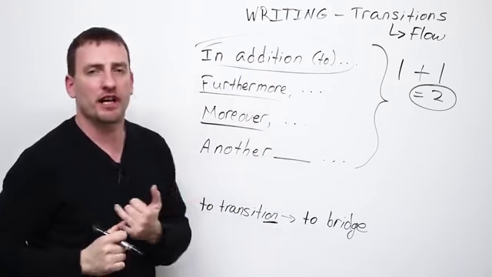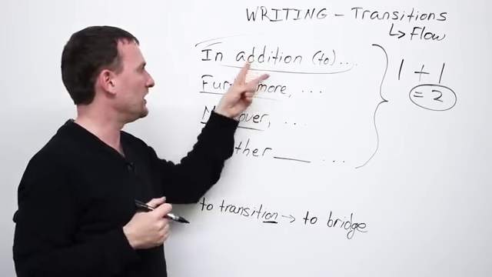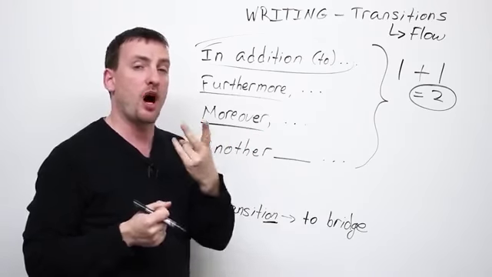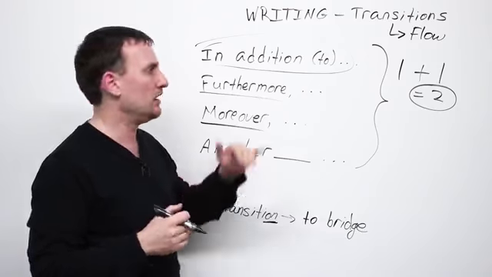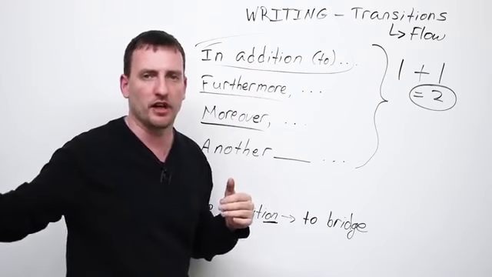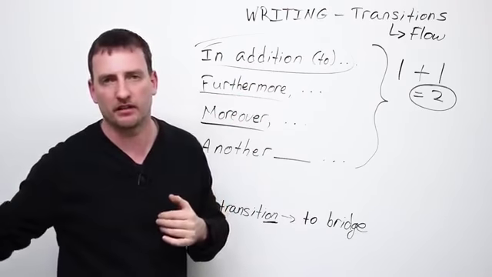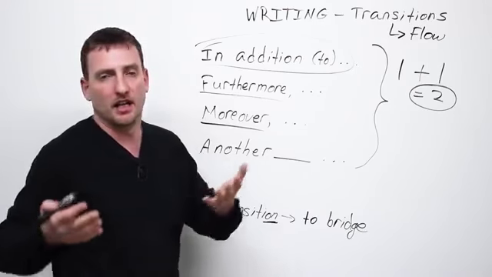Now, if you're going to write a short essay, usually two of these will be enough. Why do you need to know how to use two? Because you don't want to repeat. You don't want to say, in addition, and give your idea. In addition, give another idea. In addition, give another idea. You don't want to do that.